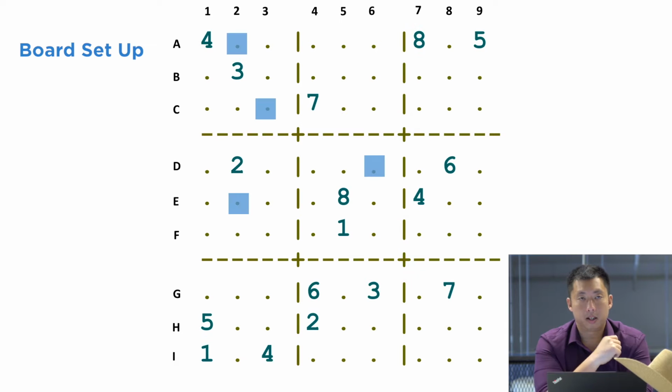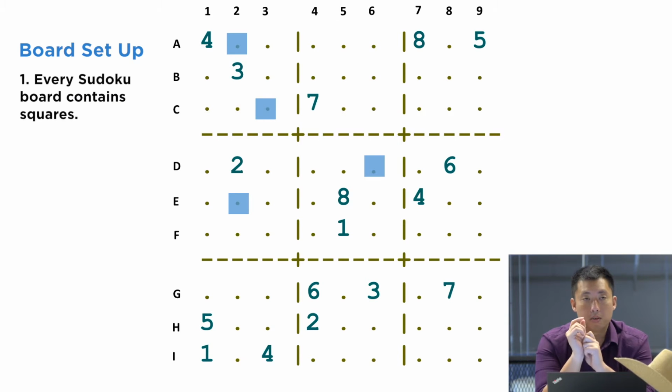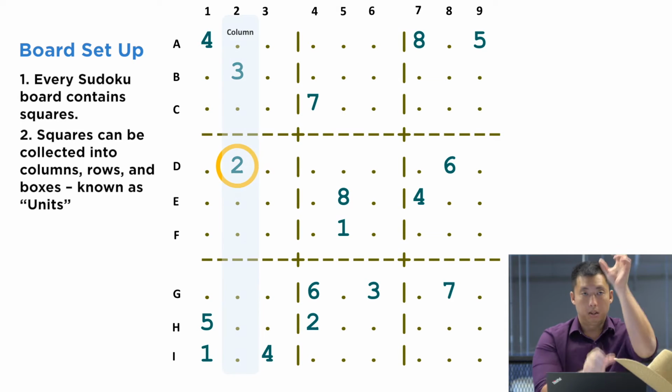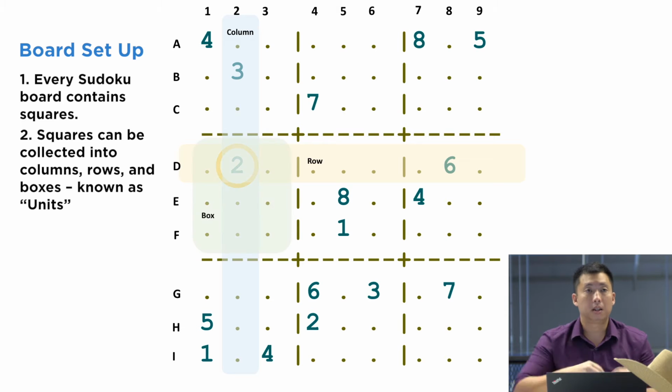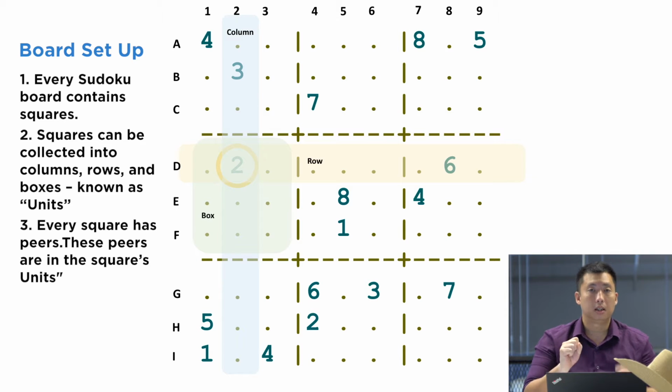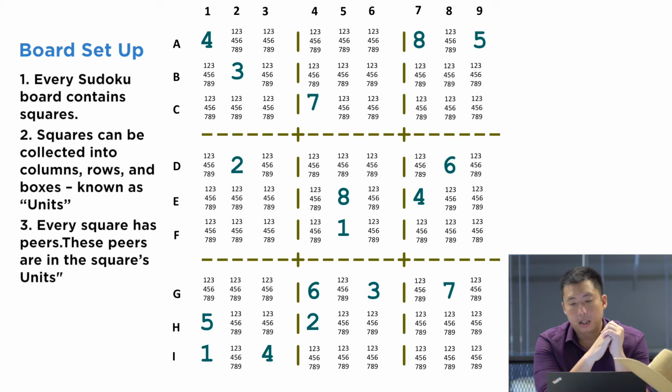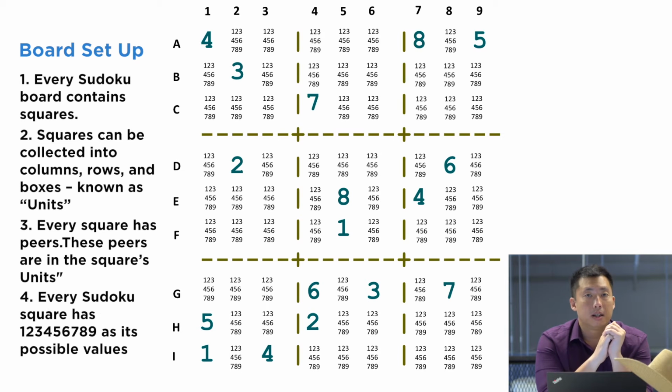In board setup, the very first part of the algorithm, every dot and number on the board represents a square. Remember the term square. We'll use it very often. Every square has peers, as you can see. There are other squares in the column, the row, and the box. And every square in general has 20 peers. Lastly, squares that do not have a value, anything else that is empty, not 4, 3, 7, can take on any value between 1 to 9. Now, that's the board setup.